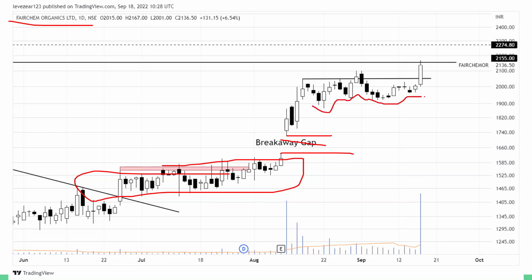And then just look how beautifully the price moved up again, consolidated, then a breakout. Then I can add more as the volume is also indicating.